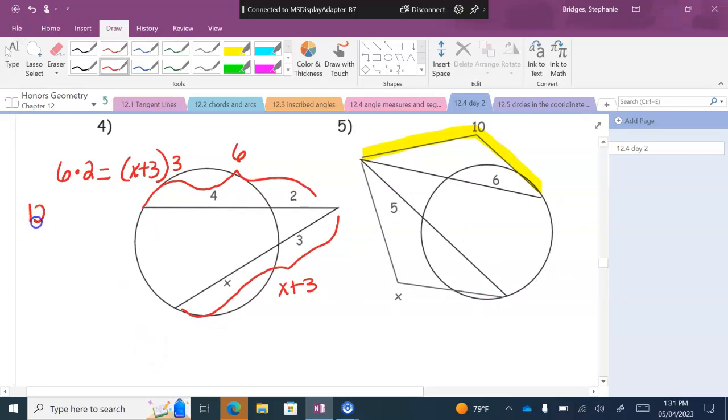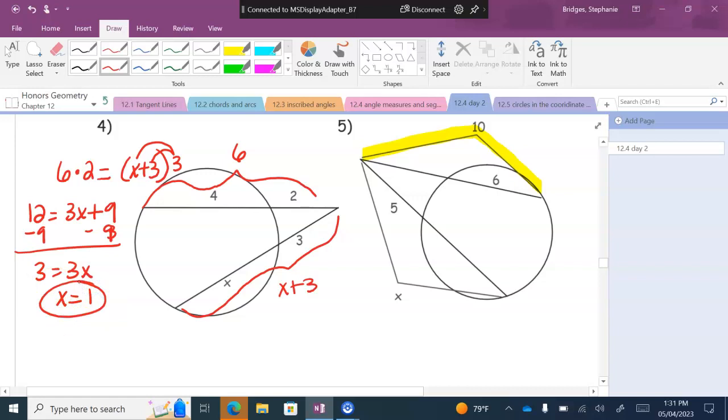12. Now, because I have this 3 that needs to multiply by x, it's going to have to get distributed to both. So that gives me 3 equals 3x. So what is x going to be?